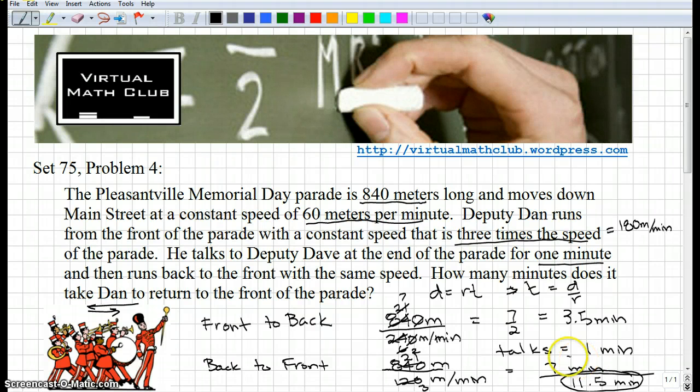Okay, and the key here, the one thing that makes it a lot easier, is if you use relative speed and you are essentially changing your frame of reference so that you're not measuring things relative to the ground, you're measuring things relative to the parade. Okay, so there you go.